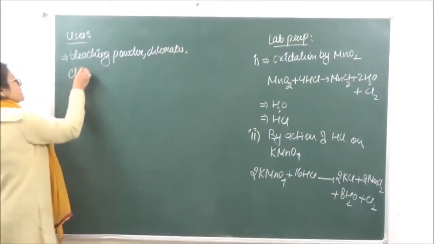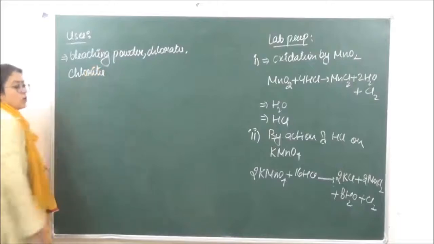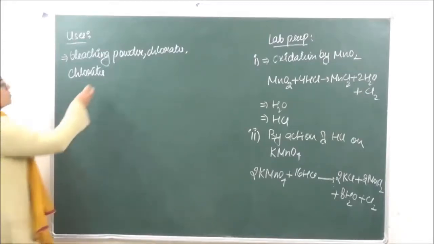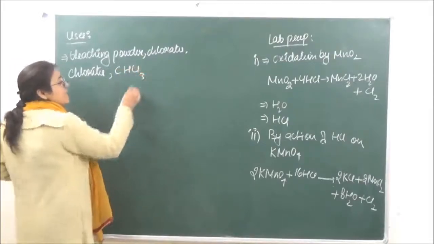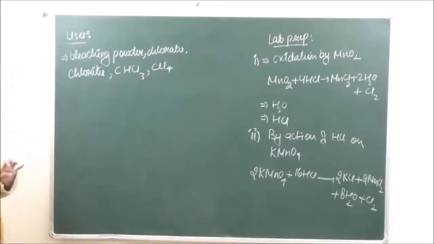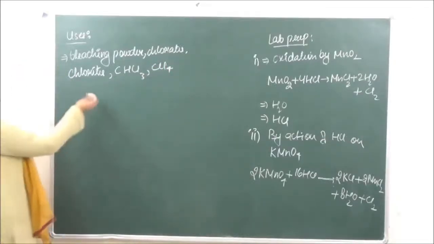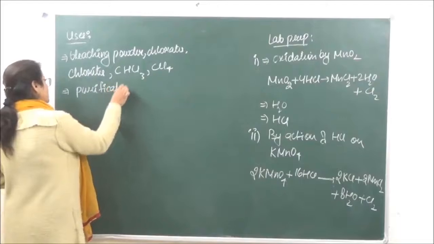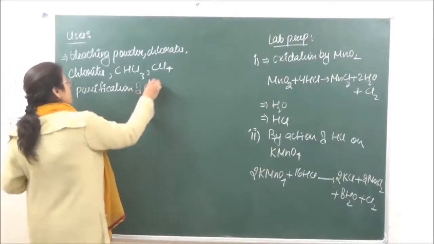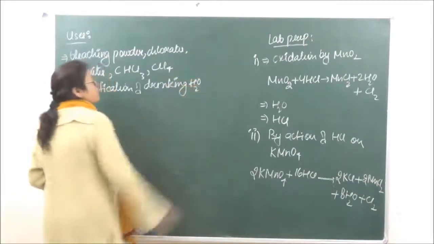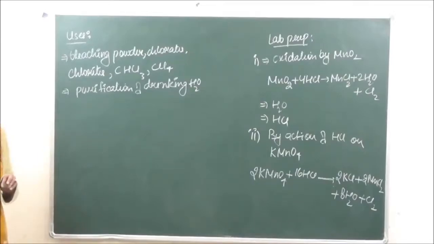chlorides, then similarly hypochlorites, hypohalous acids. So it is used as a reagent to form many compounds, for example CHCl3 which is chloroform and CCl4 which is carbon tetrachloride, which are used in solvents. Then it is used in the purification of drinking water, as a disinfectant.